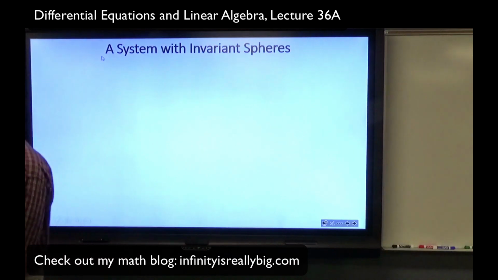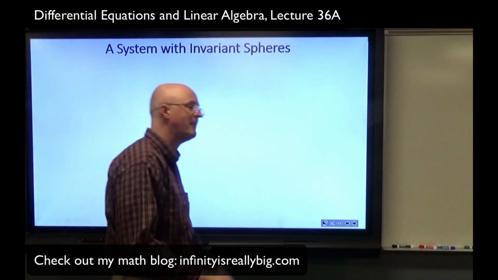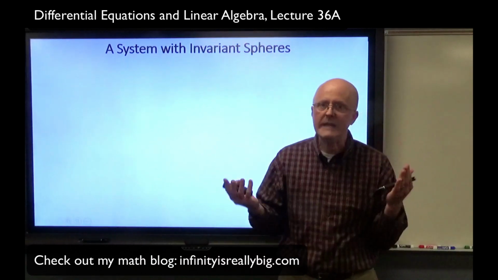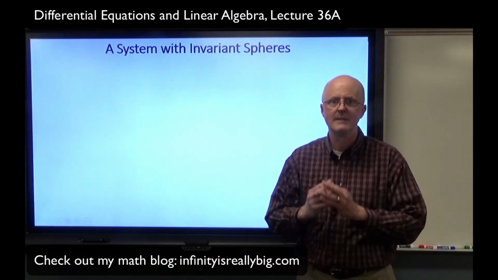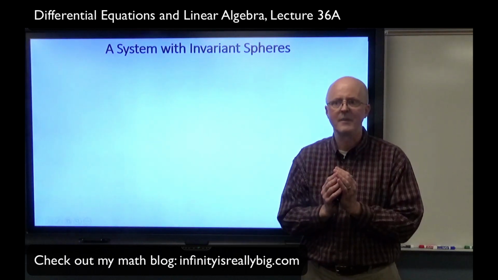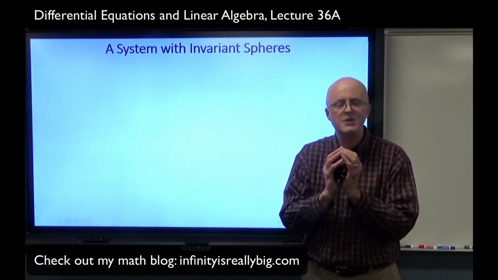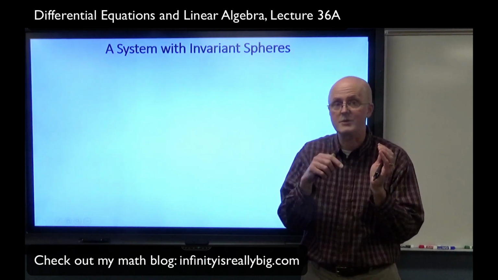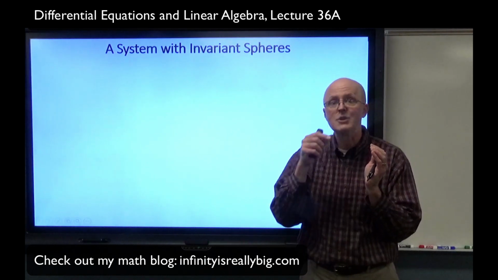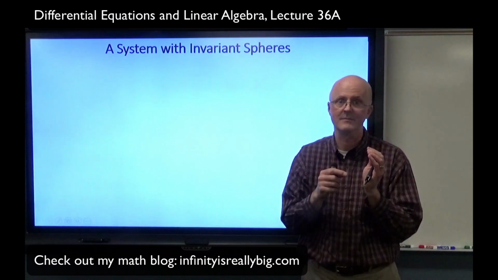Now let's look at a system on a sphere instead of a cylinder, by first looking at a three-dimensional system that has what are called invariant spheres. This is going to be a three-dimensional system, and if you start with an initial condition on a certain sphere, on any sphere actually, centered at the origin with a certain radius, that solution curve will stay on that sphere.